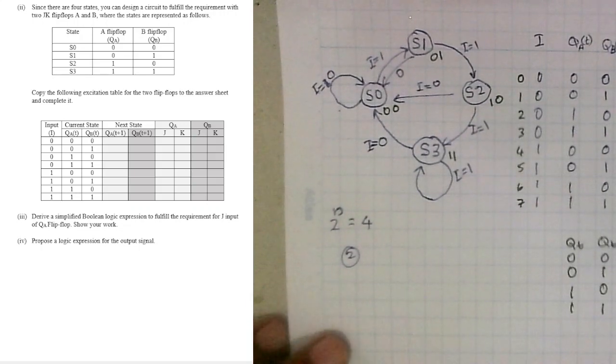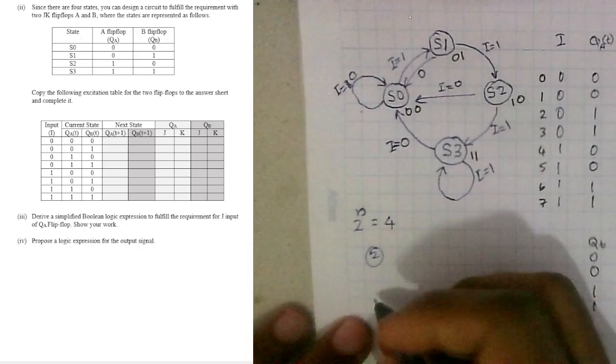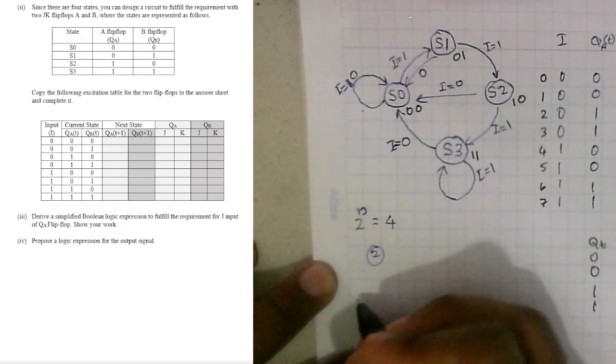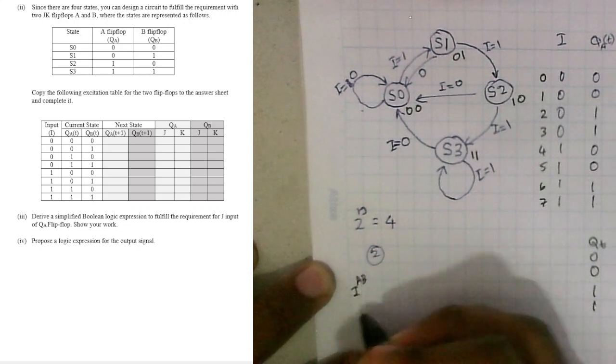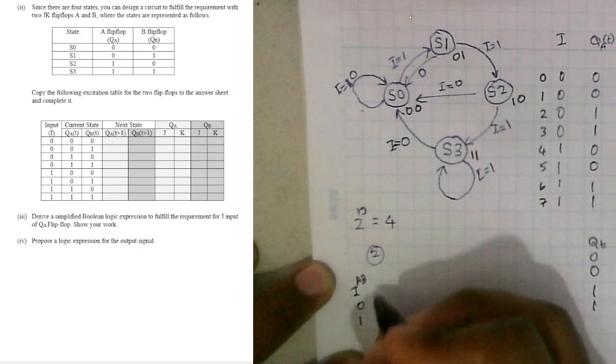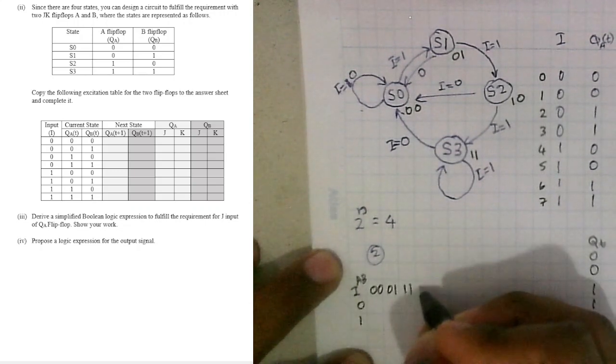So how about JB? Let's go for KA first, okay? KA. Let's go for KA. It's the same input set I, A, B. So I can be 0 or 1. This can be 0, 0, 0, 1, 1, 1, 1, 0.